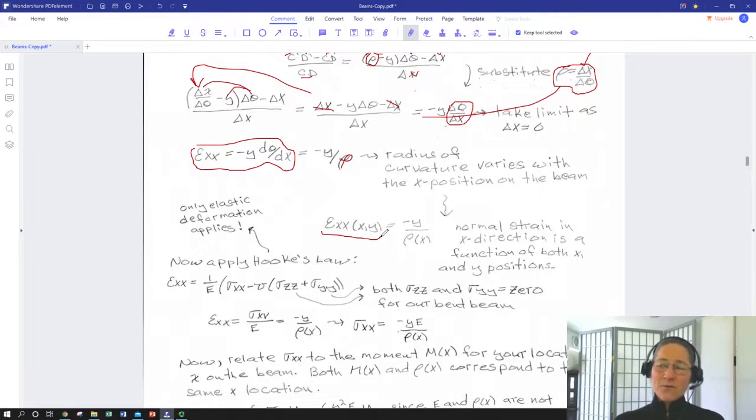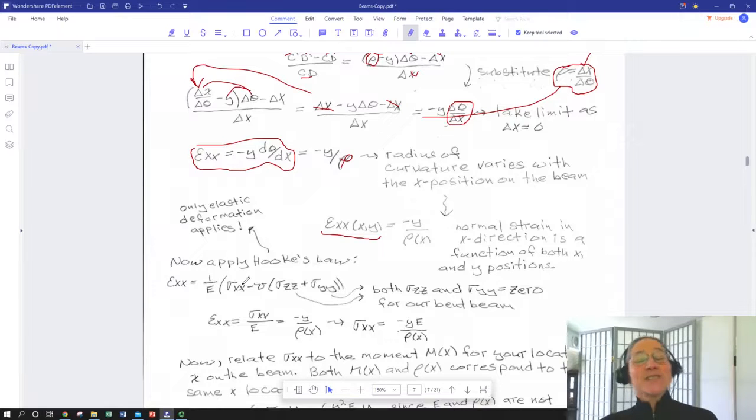We've got strain from the geometry. Now I want stress, because stress is something I can compare to material limits and properties. So how do I go from stress to strain? I apply Hooke's law. I know that the normal strain in the x direction is equal to 1 over the tensile modulus times the stress in the x direction minus Poisson's ratio times the sum of the normal stresses in the z and the y.